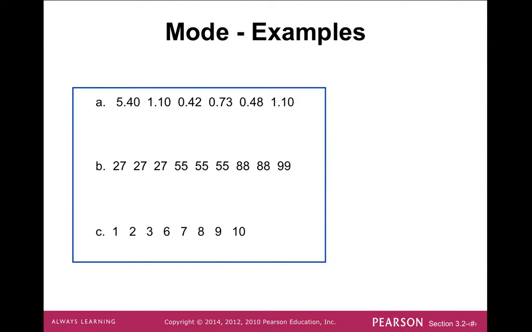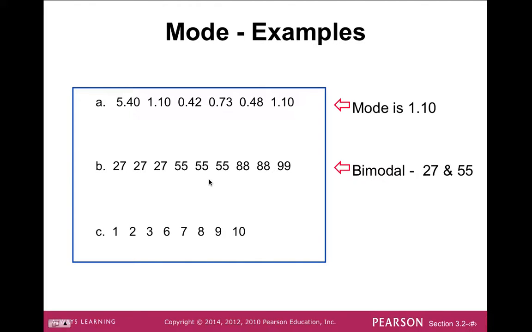Here we go. Here is an example of modes. So let's look through this. Again, we're looking for the data value that occurs with the greatest frequency within the data set. Okay, so in A, we'll say that 1.1 is the only data value that's repeated more than once. And so our mode in that case would be 1.1 because it's the data value that occurs with the greatest frequency in that data set.